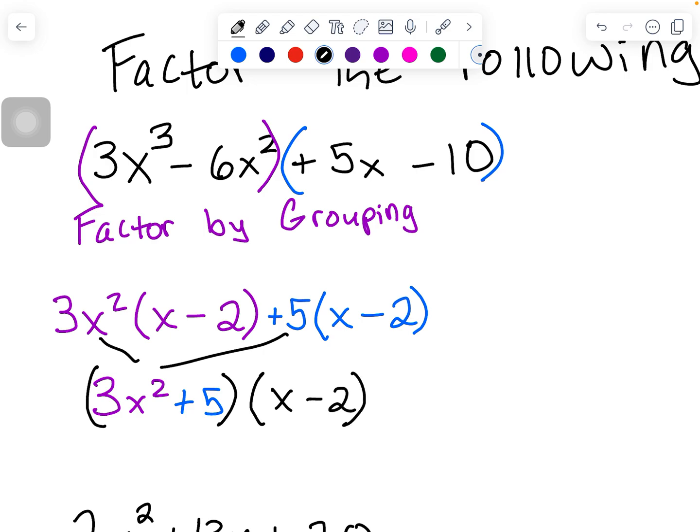Okay, if you want to think about this another way, this is essentially just breaking down the distribution method. I am distributing 3x squared plus 5 onto x minus 2. I take my first term, distribute it onto all of the x minus 2, and I take my second term and I distribute it all onto x minus 2 as well. So that's all factor by grouping is. You group your first 2 terms, group your second 2 terms, take out your GCFs, make sure that those 2 sets of parentheses are the same, and those are your 2 factors. Okay, so that's factor by grouping.